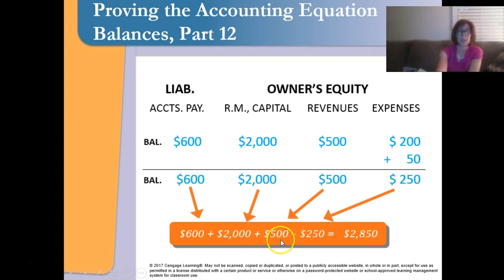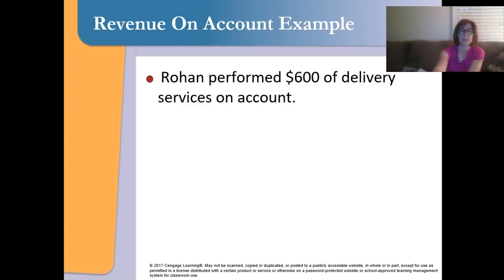We still only just have that same $500 in revenue, but now we have $250 if you add the rent we paid to the phone bill in expenses, and that gives us total on the right side of the equal sign of our accounting equation, $2,850. And I'm going to stop this video here, and we will move on to what happens if we get revenue on account.